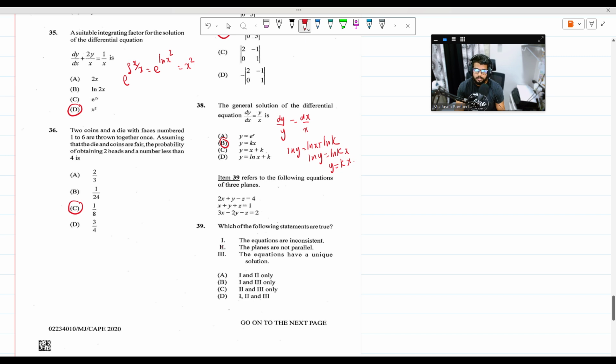So the planes are not parallel. Because they are not parallel, we will have a unique solution. So 2 and 3 are going to be my answers. Are the equations inconsistent? No, they are consistent.